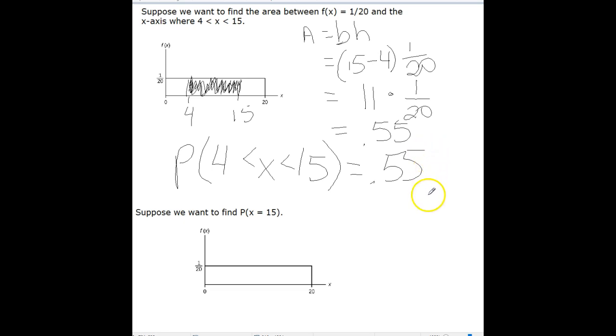So now let's take a look and see if we want to find the probability of x equal to 15. So this is a very specific situation here. This is 15 right here. So on the XY graph here, 15 is a vertical line. Remember that a vertical line is going to have no width. So when we try to calculate the area of this, and we try to find the base here, it has no width, it is 0. Anything times 0 is 0. So we get a probability of 0.